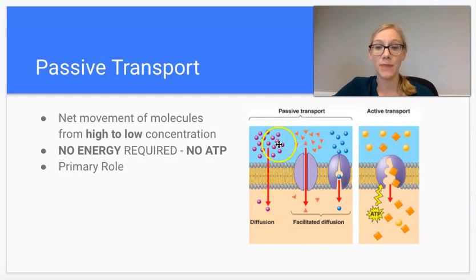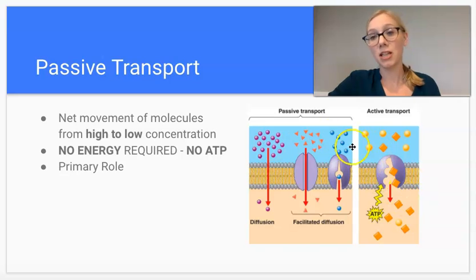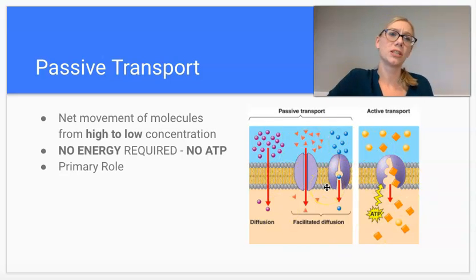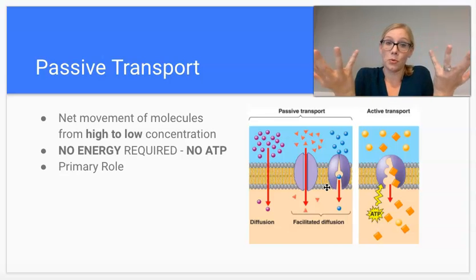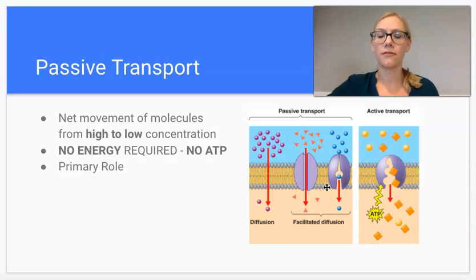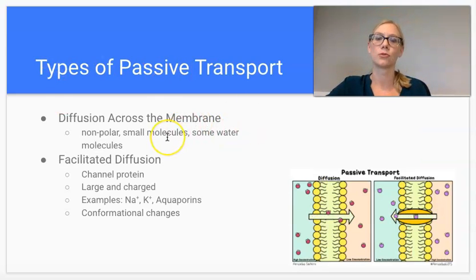Well, the first type of passive transport is just diffusion. It's where we can see small nonpolar molecules just move through the membrane, typically from a high concentration to a low concentration. They could move into the membrane that way or out of the membrane, either way. And then we're going to talk about facilitated diffusion, which is basically just diffusion through some sort of a channel, some sort of a protein that has a space for those particles to move through. So what are those types of passive transport?